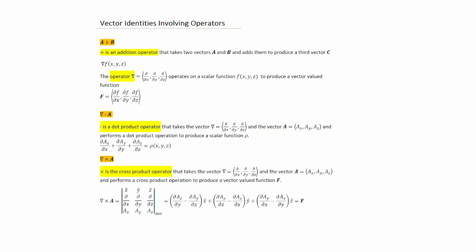Lastly, the curl of the vector field. The cross mark is a cross product operator. It takes the vector, which is a gradient operator, and the vector A, which has an x, y and z component, and forms a cross product operation to produce a vector valued function F. And so again, whenever you see something of this nature, the first row is going to be the unit vectors. The second row are the partial derivatives. And the third row are the components of the vector field. If we take the determinant of this, you'll have an x component, a y component, and a z component, and this would be the total field that you're left with.